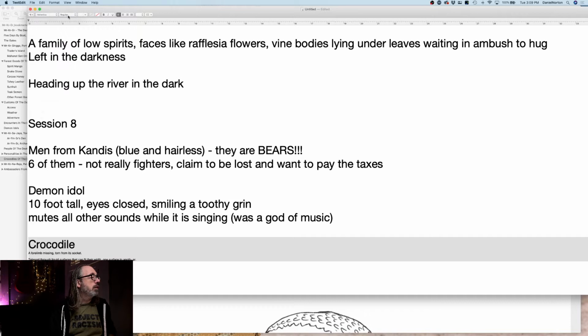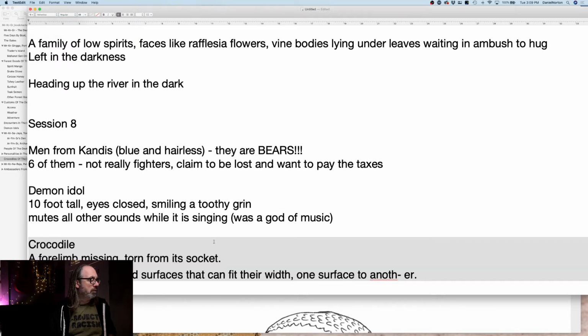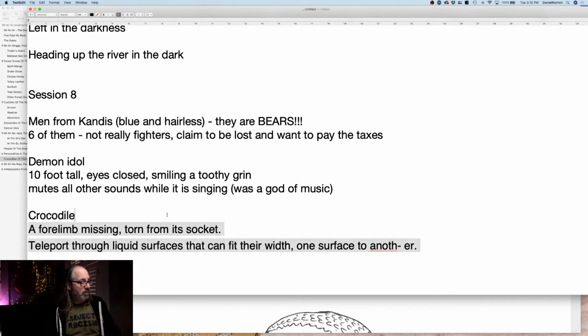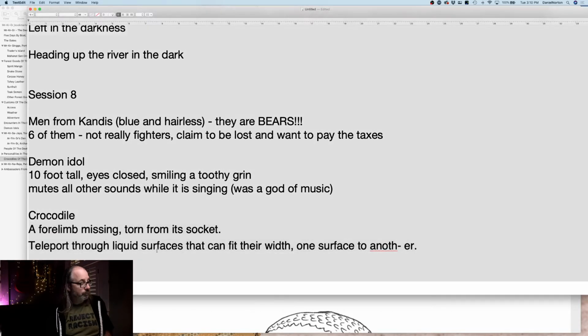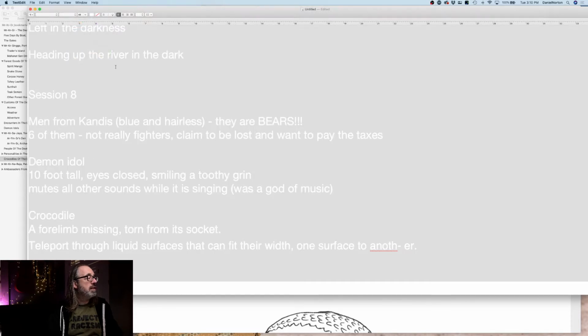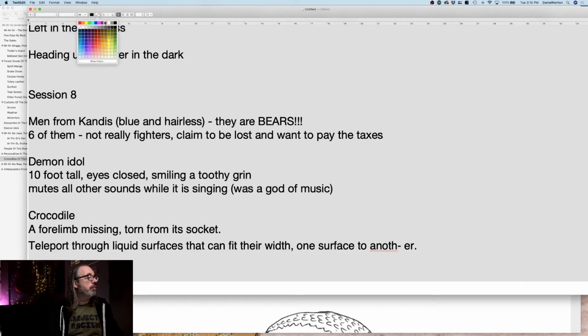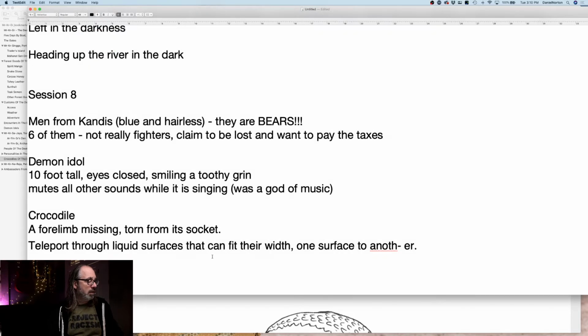Okay, so this is what we have about the crocodile, right? We know that he is missing a limb. Do we want that to be recent? Do we want that to have just happened, so she might be rescuing this crocodile? Or do we want him to be battle wary, like it's happened before? So let's think about that for a second.